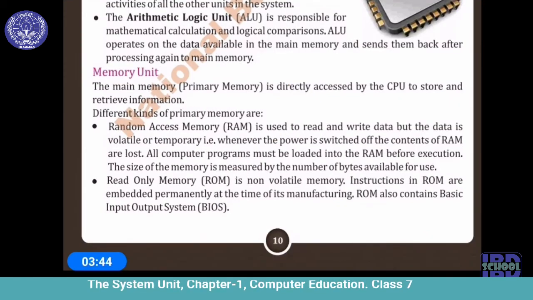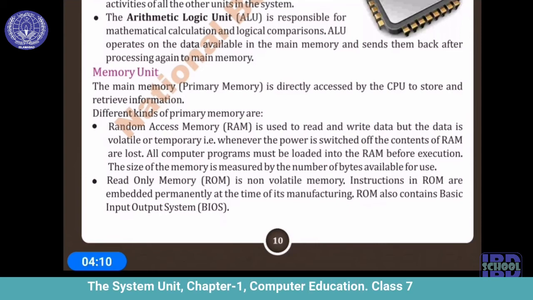Next, our topic is main memory. Main memory is also called primary memory or internal memory. Computer cannot start without primary memory. Primary memory is made up of semiconductor chip. It is directly connected to CPU. It can store and retrieve data directly. Primary memory is fast in speed. There are two types of main memory, RAM and ROM.